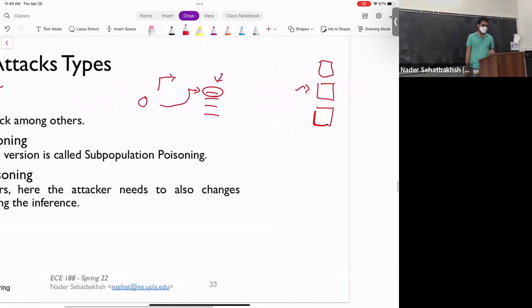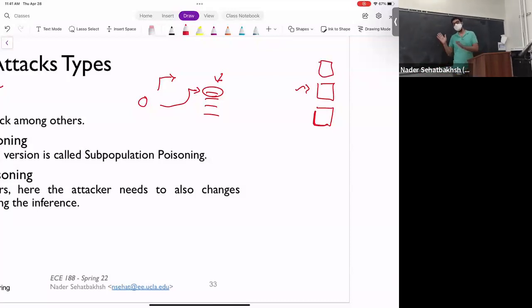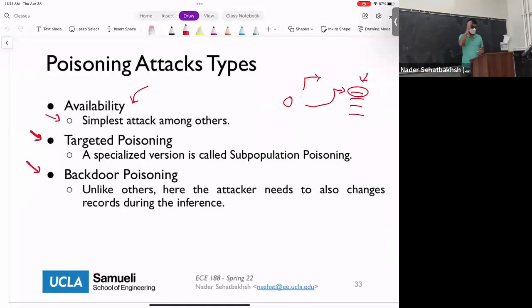Okay? So the process gets a little bit more complicated, because you no longer just want to move the decision boundaries, but you want to move the decision boundaries in the direction that you want. So you force the system to make the decision that you want, other than just making a wrong decision. That's slightly different from normal poisoning attacks, where all you want to do is force the system to make any wrong decision. Okay? So we usually call this targeted poisoning.